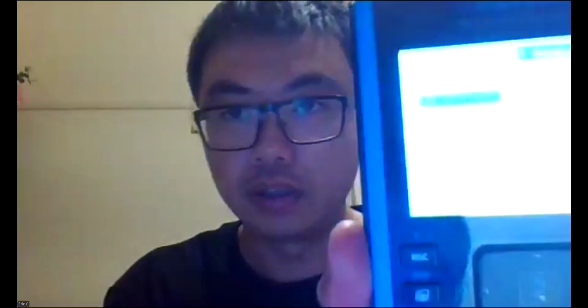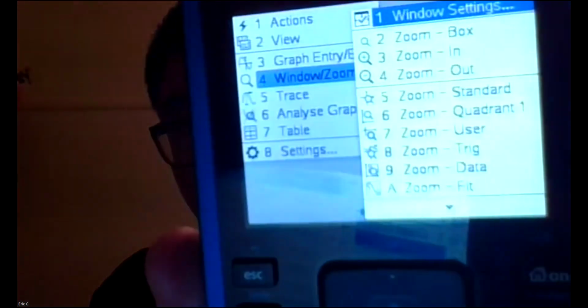And then if your graph doesn't show straight away, you can always just go to menu and then go to zoom, and then go to auto fit like this. So you can do that, press A to auto fit. And then once the graph pops out, you should get something like this.